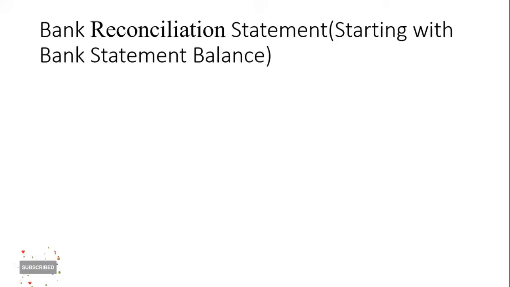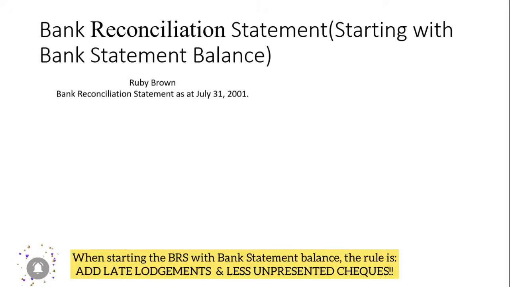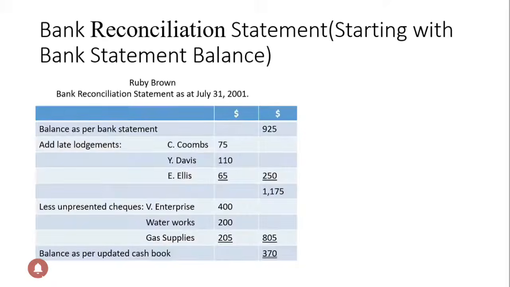Now let's look at how to do the bank reconciliation statement if you are starting with the bank statement balance. Basically, the rule of thumb is you're going to do the opposite. So when you're starting with the bank statement balance, you are going to do the opposite. So you are going to add late lodgements and you are going to less unpresented checks. So it's pretty simple.